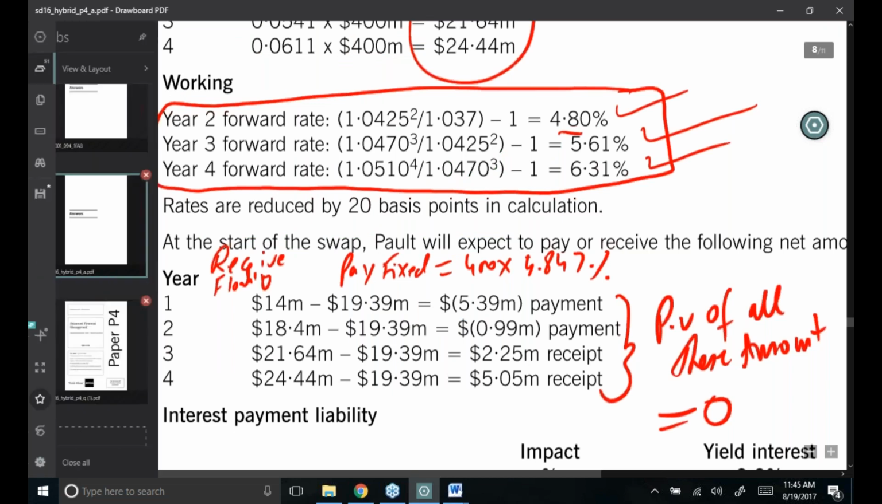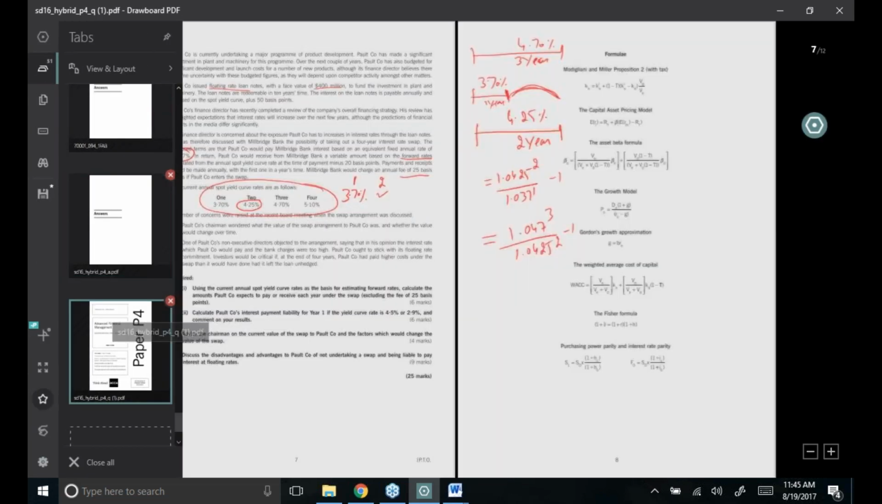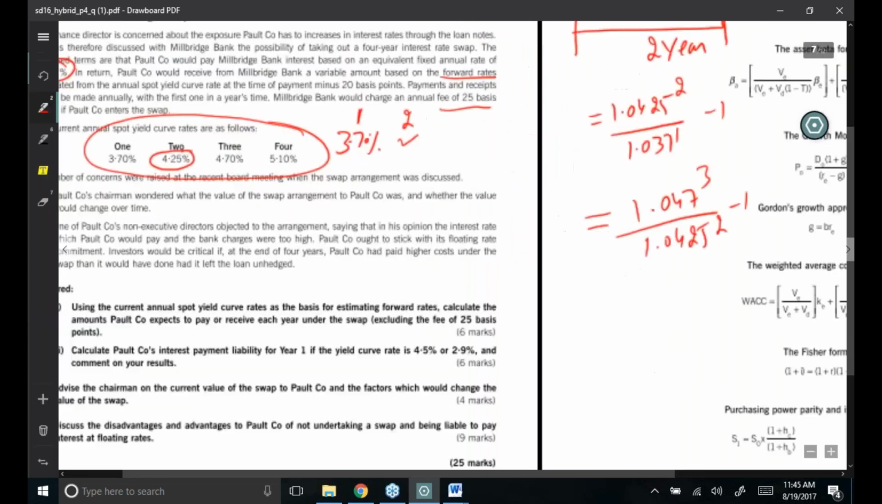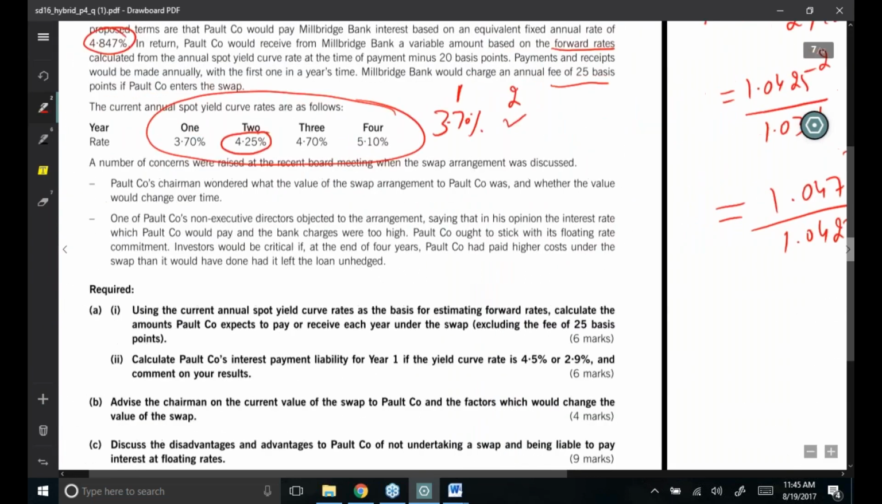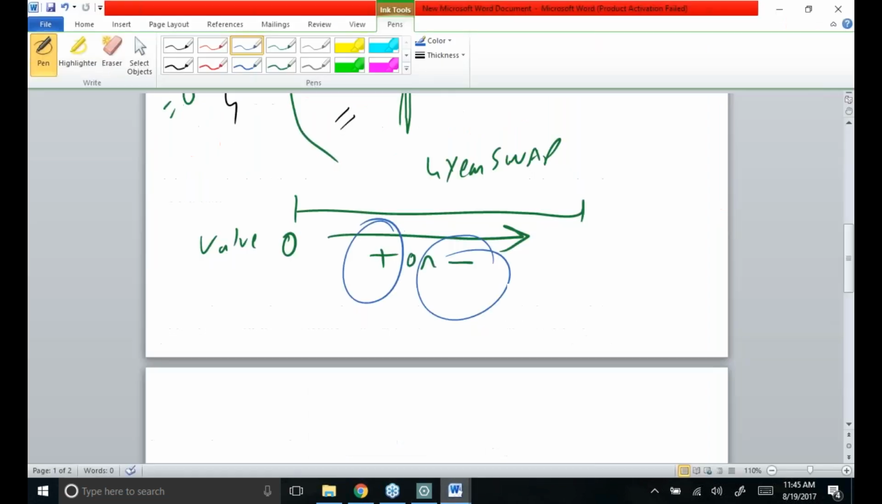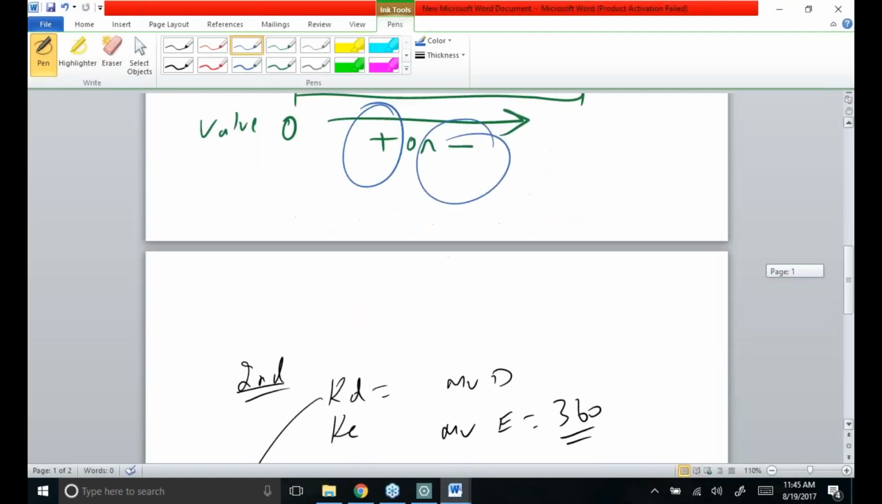Okay, the next part: calculate the company's interest payment liability for year 1 if interest rate increases or decreases. How are you going to solve it?